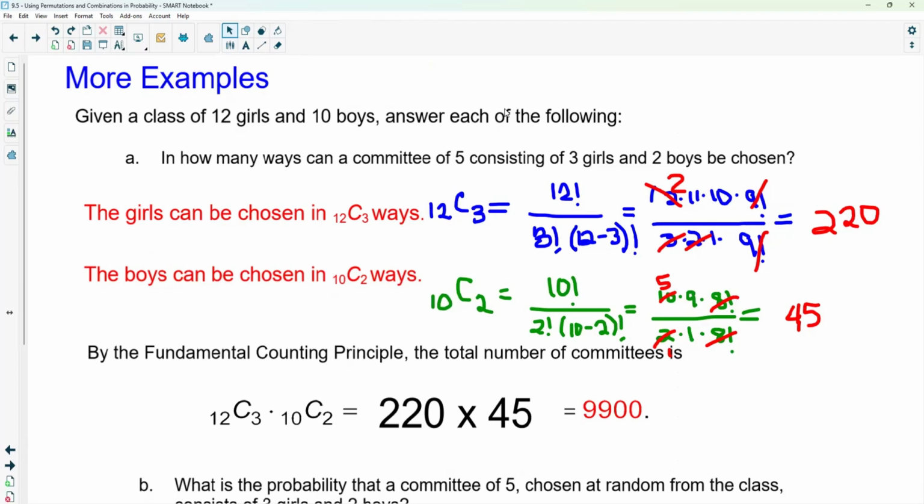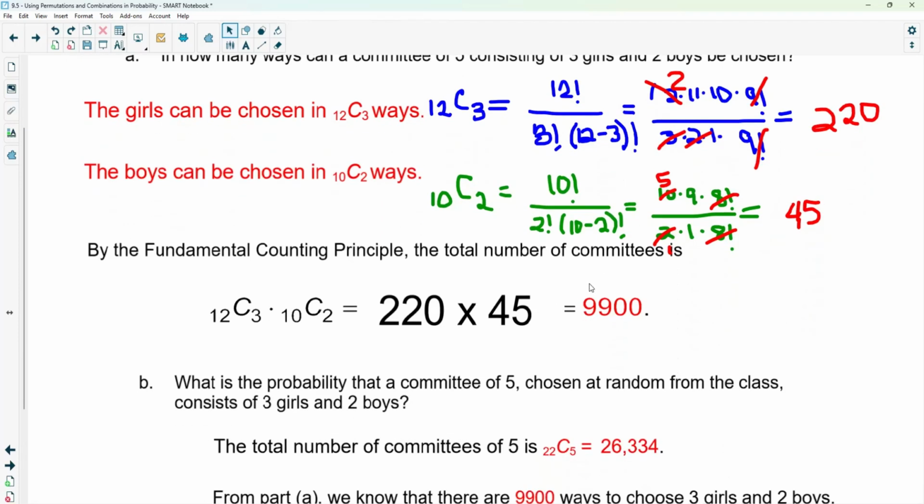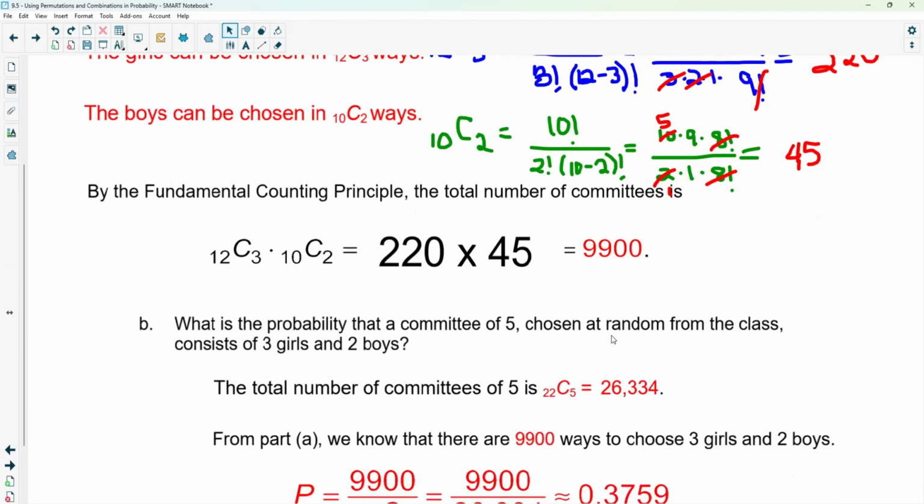That right there is a combination problem. But this is the thing. You specifically want 3 girls out of the 12 that you have, and you want 2 boys out of the 10 that you have. So now you have to do the combination for boys and the combination for girls, and then multiply them, right? You have to use the counting principle. You multiply those 2, and then you're going to get the total number of committees with 3 girls and 2 boys, okay?